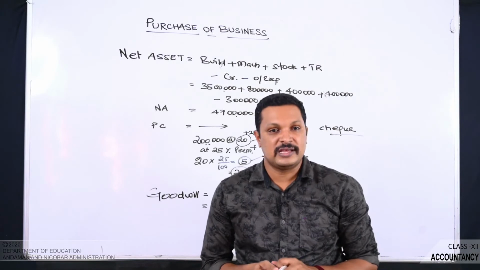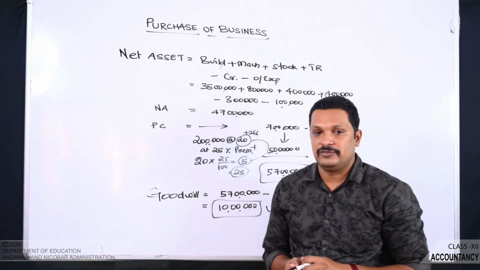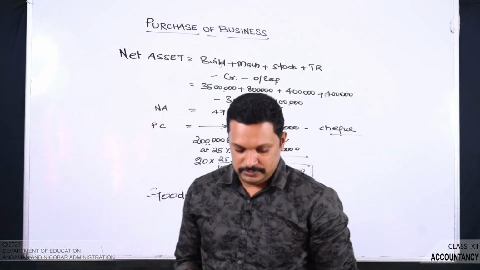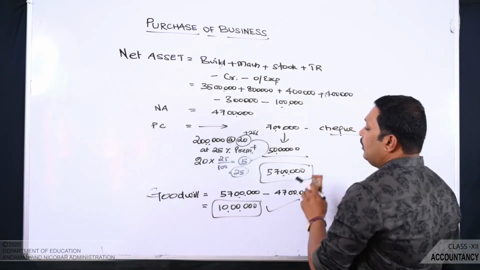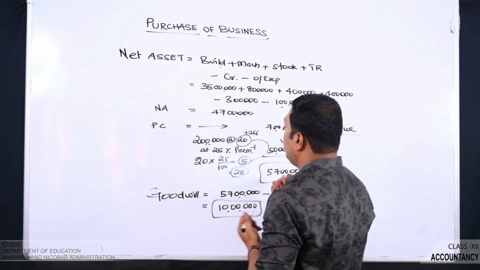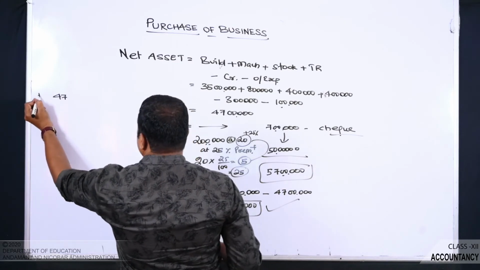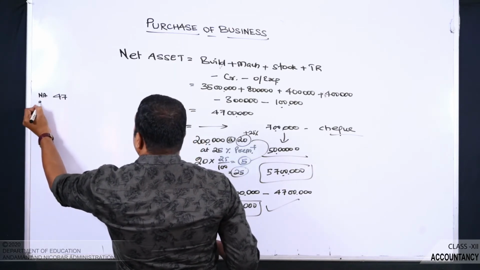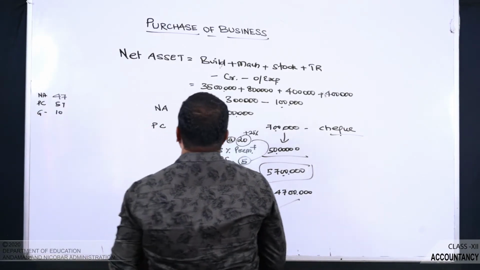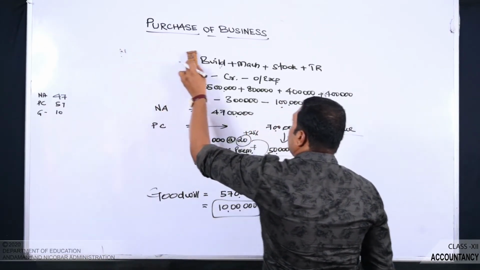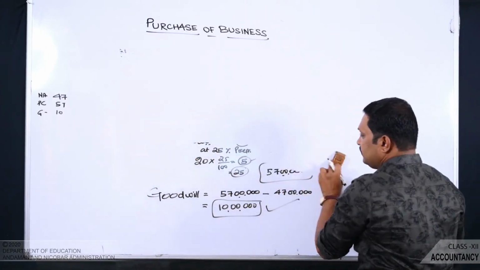You know, goodwill is an asset. So where do we have to record it? Not asset side, we have to write it in the debit. We have to debit the item. So what are the items given? Net asset is 47 lakh and the PC is 57 lakh and goodwill is 10 lakh. So this is the working note. With this we have to proceed for the journal entries, right?